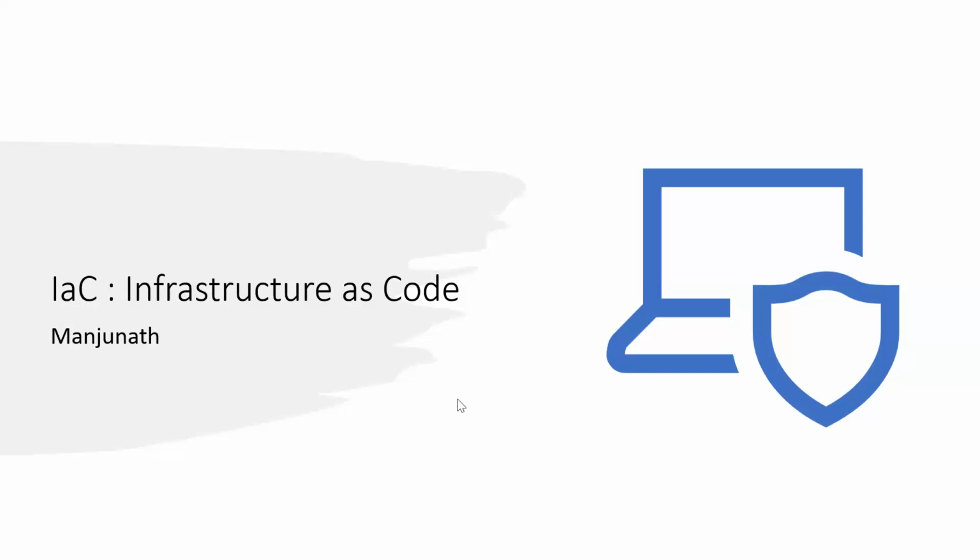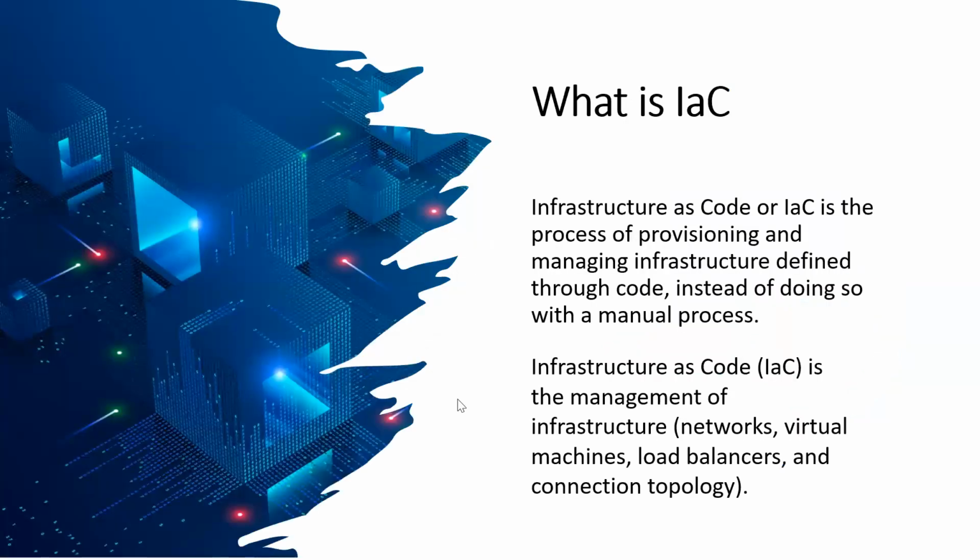When it comes to infrastructure as code, you can put all together in code. So let me explain what infrastructure as code is. Infrastructure as code, or IAC as we call it, is the process of provisioning and managing infrastructure defined through code instead of doing so with a manual process. What I explained before, instead of provisioning the resources available with AWS, Azure, or any cloud manually, you can write your own code and start provisioning those resources. This is called IAC.